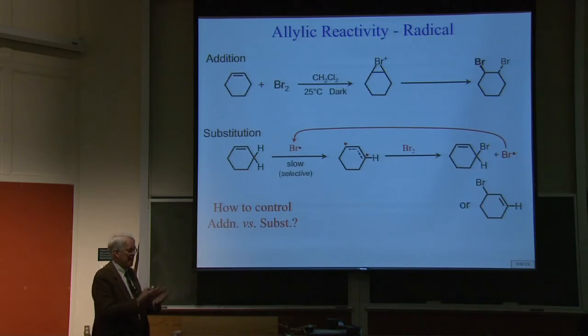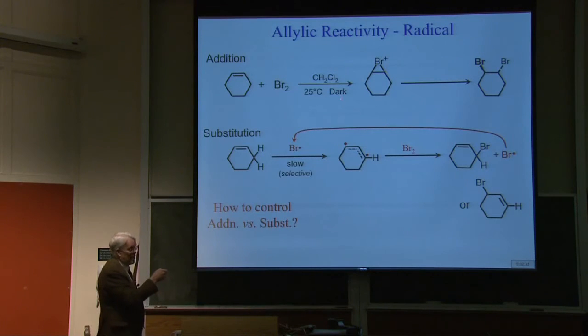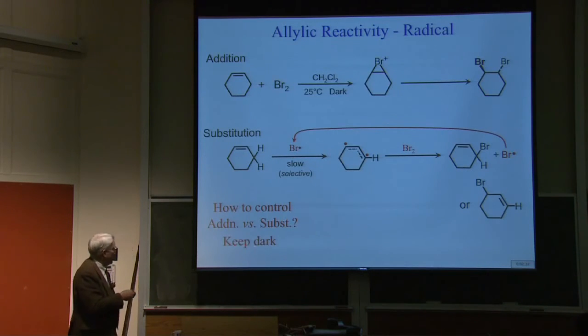Is there a way, any handle you have on it, Matt? You can use photo initiation to get the radical. Notice this one's done in the dark, right? If we can't get the radical, we won't do this one. So one idea is to keep it in the dark. Don't use the initiator. That'll allow us to do this one, that dark one.